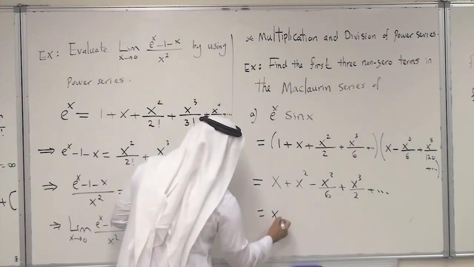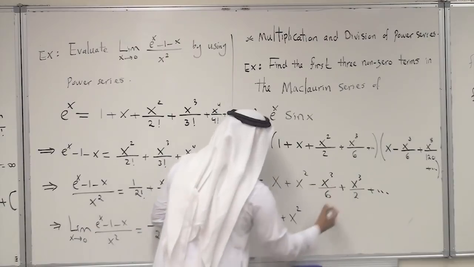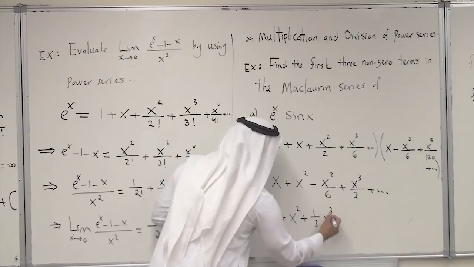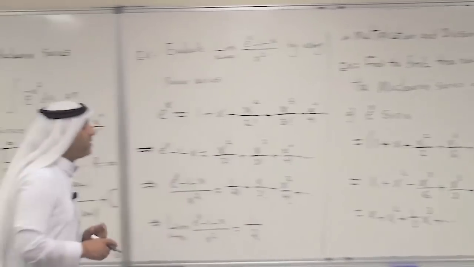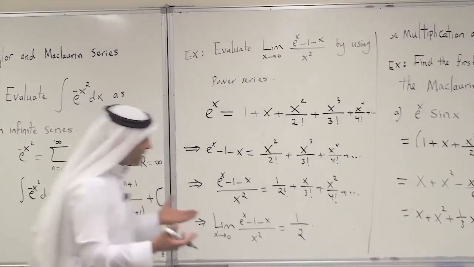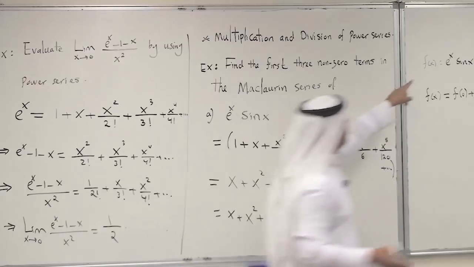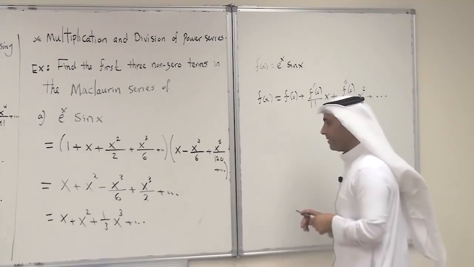So the answer will be x plus x squared. We have minus 1 over 6 plus 1 over 2, that is plus 1 over 3 x cubed. These are the first 3 non-zero terms in the Maclaurin series of the function. So clearly we can see now the constant term is 0. It's clear here. If you substitute 0, you have 1 times 0, which is equal to 0. So it's making sense here.